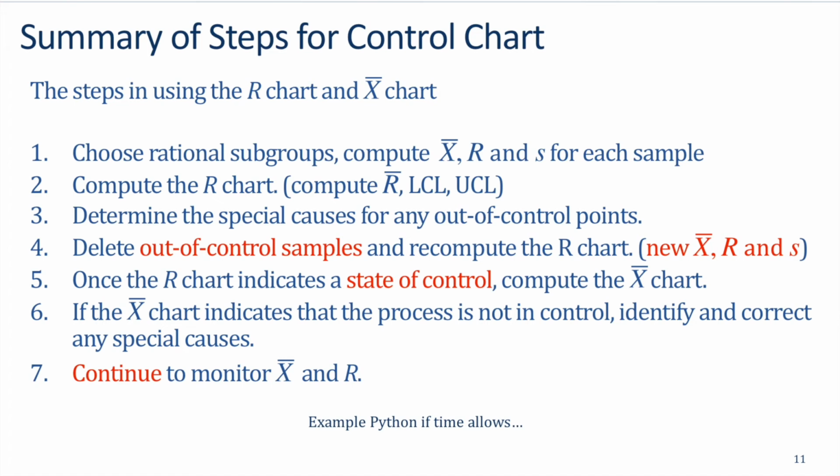And then after we fix it, we have to compute the new X bar, the new R, and the new S. Once the R chart indicates that we are in a state of control, we need to compute the X chart. So if the X chart indicates that the process is not in control, we need to identify and correct any special causes. Again, it's not just deleting the point, so we need to go and fix the actual physical problem. And then we have to continue to monitor X and R.